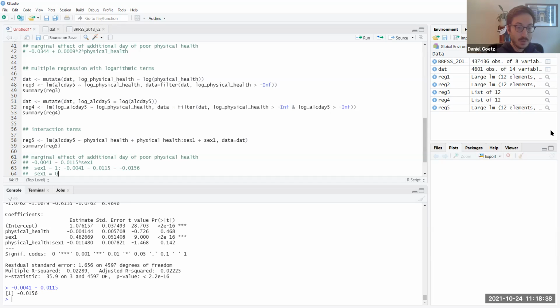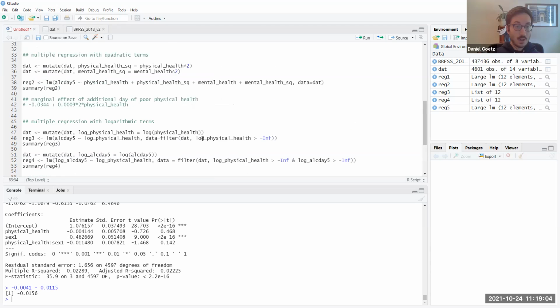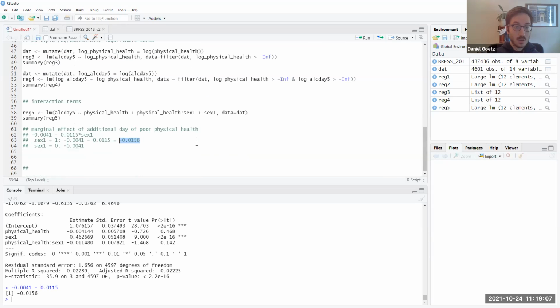And for sex1 equals 0, we'll just have negative 0.0041, right? This extra term, because sex1 is set equal to 0, multiplies this term, so that term will disappear. So for men, if you have poor physical health days, it's going to decrease your drinking by a bit, but not a lot. For women, if you have poor physical health days, it's going to decrease your drinking by quite a lot. Okay, good. So that's our quadratic, our logarithmic, and our interaction terms.